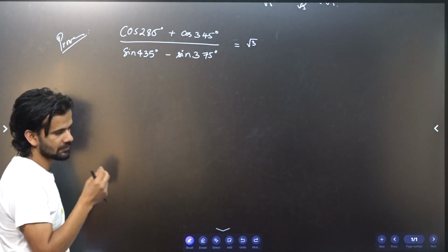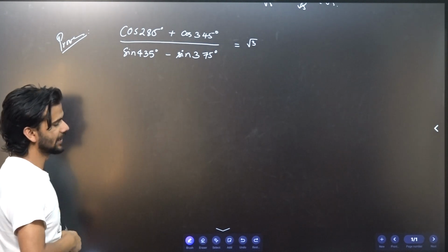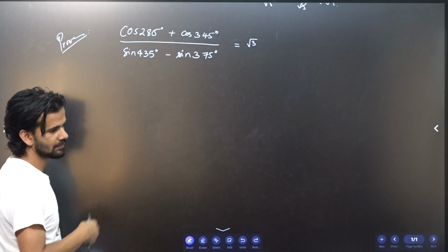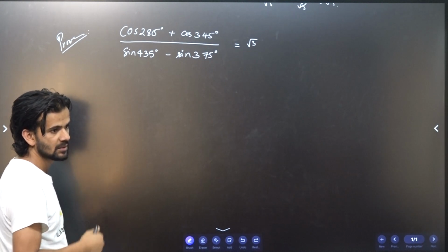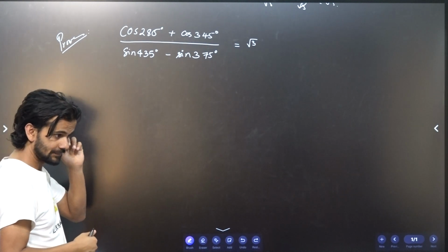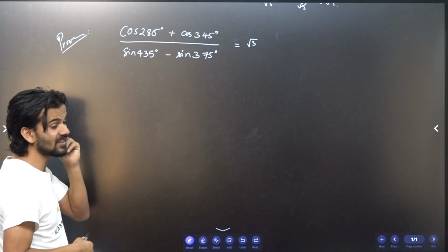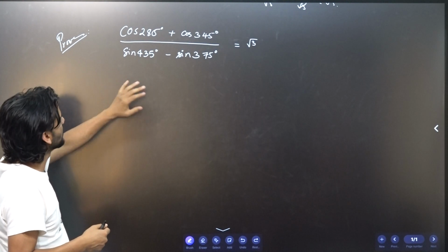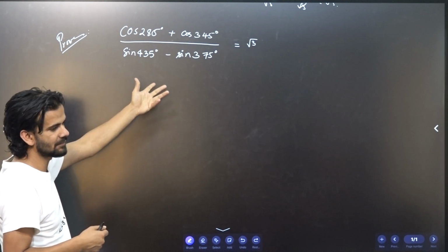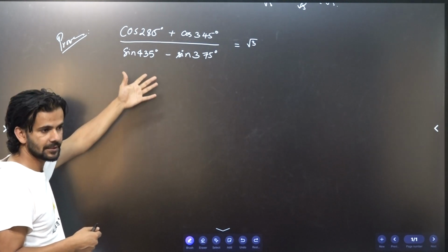What is the main problem here? The problem is a little bit with the angles. It's not really a problem, but we have no idea what cos 285 is, right? We have no idea what it is. But you can simplify it.